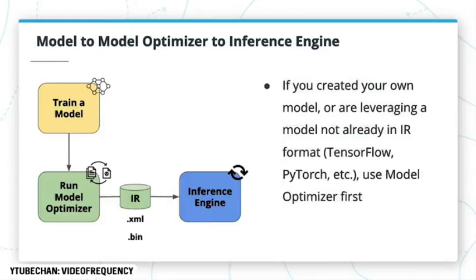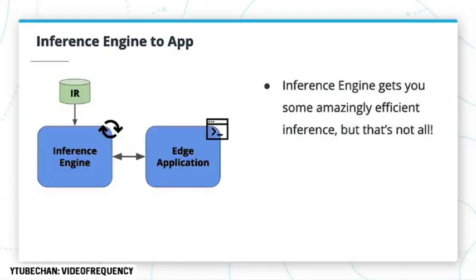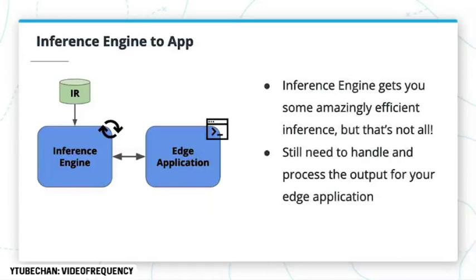If you already created your own model, or are leveraging a model not already in the IR format, such as one in TensorFlow, Caffe, MXNet, etc., use the Model Optimizer first. This will feed to the inference engine, which can be integrated into your app and deployed at the edge. While you'll be able to perform some amazingly efficient inference after feeding into the inference engine, you'll still want to appropriately handle the output for the edge application. And that's what we'll find in the final lesson.